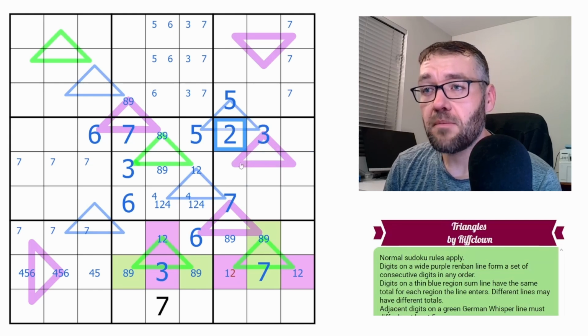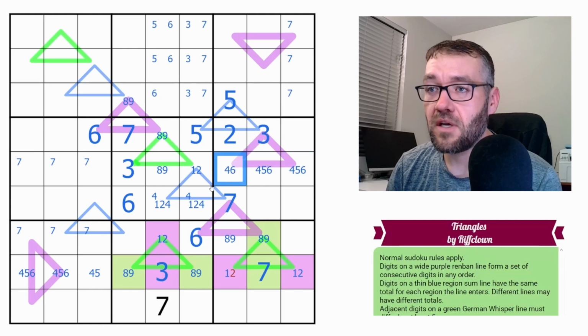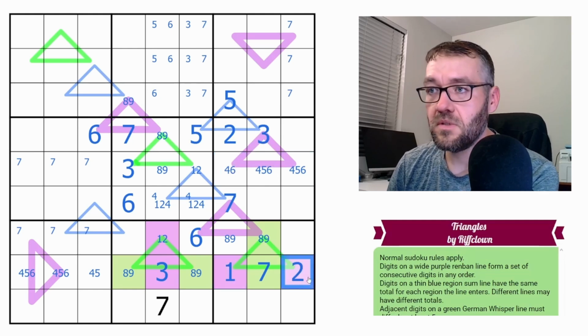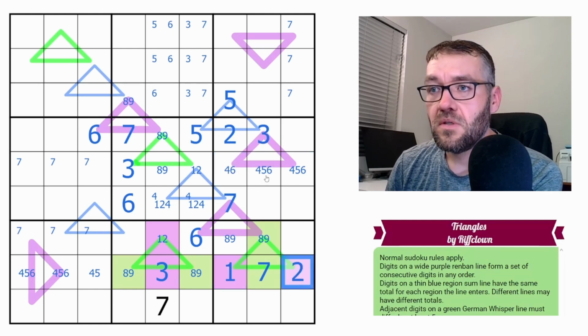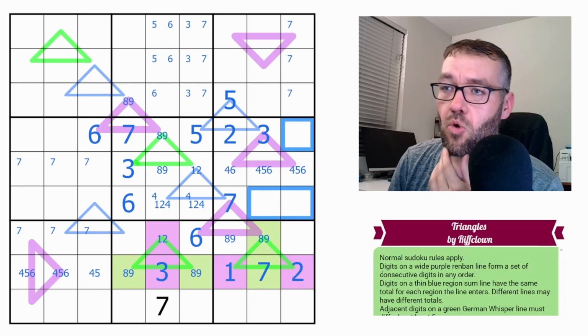Which means this can't be 1 through 4 because it doesn't have a 2 on it. So this 3 is the lowest number on this ren band, which means it has to be 4, 5, 6 here. This is no longer a 5. This is a 1 or a 2. All right, and the last 3 digits in here are a 1, 8, 9.